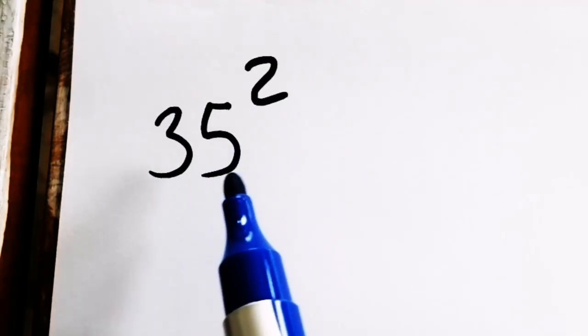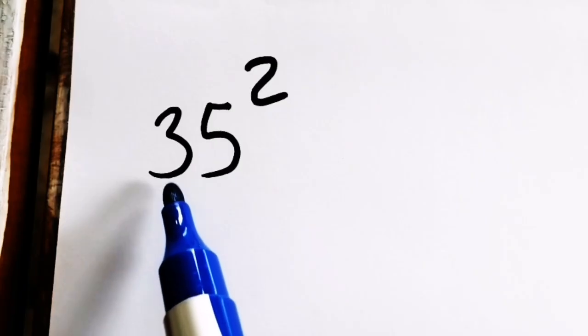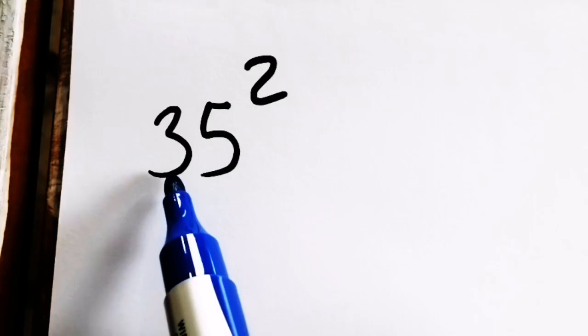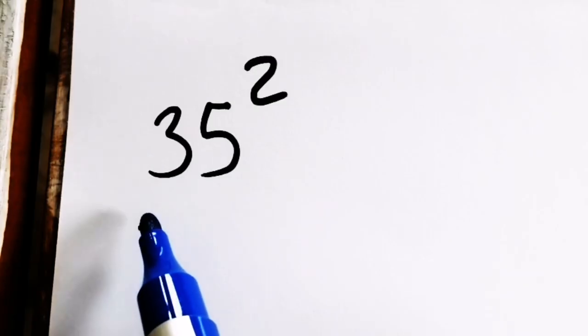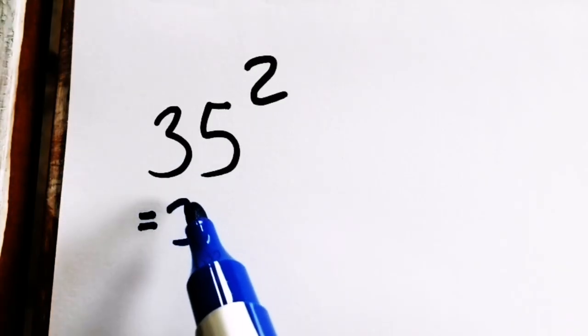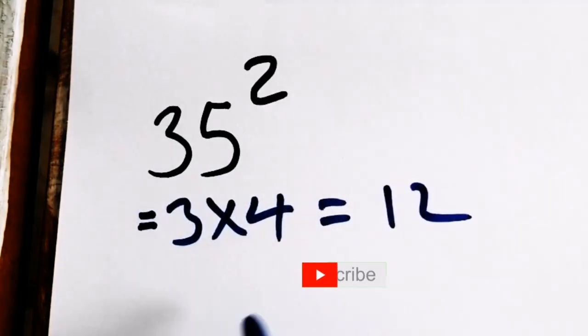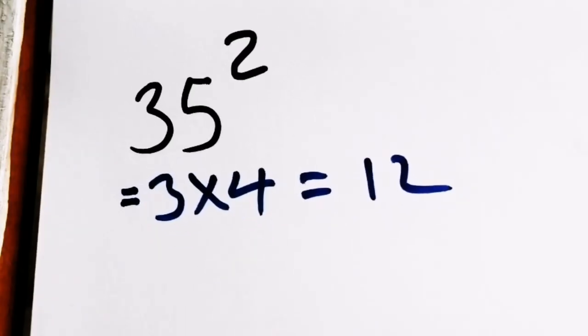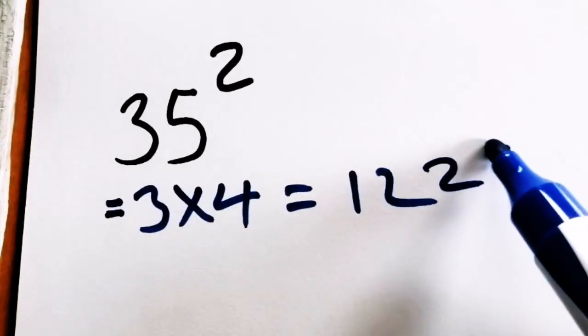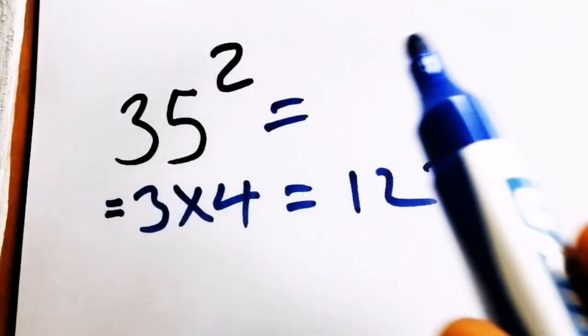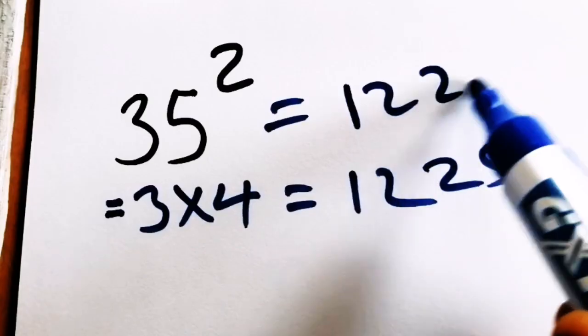So the trick is multiply the first digit by the next number. Here the first digit is 3, then the next number is 4, yeah? So 3 times 4, which equals 12. Then what we'll do next, we add 25, okay? 25. So 1225, simply. 35 square equals 1225 within a second.